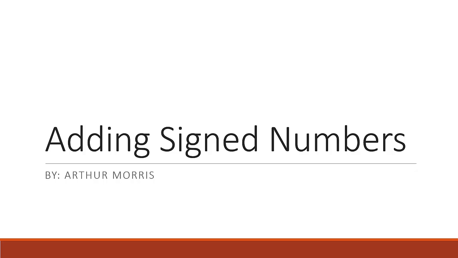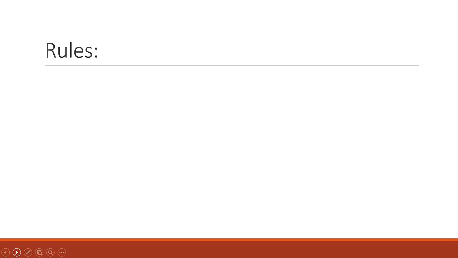Adding signed numbers is pretty simple. You've added positive numbers before, and you've actually added negative numbers also. So the algebraic rules are: if we are adding two numbers with the same sign, then we add the absolute values of the numbers and we keep the sign. 5 plus 5 is 10, negative 5 plus negative 5 is negative 10.